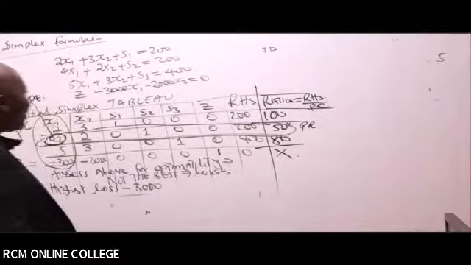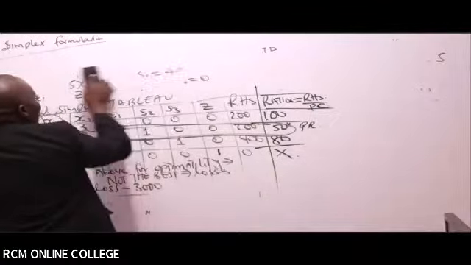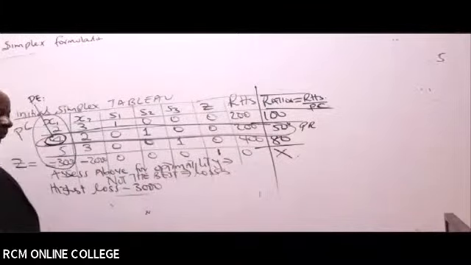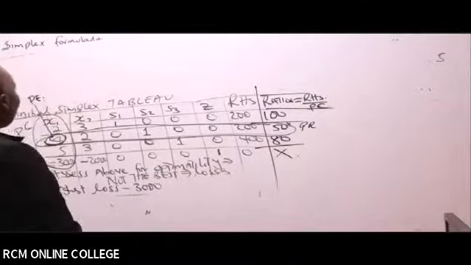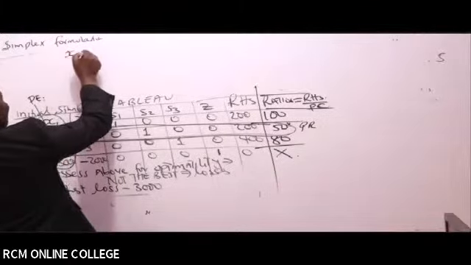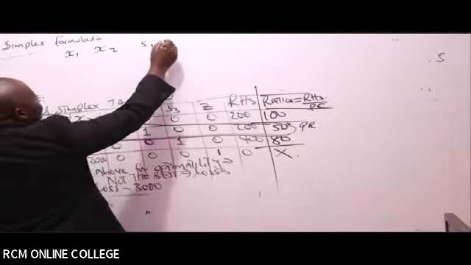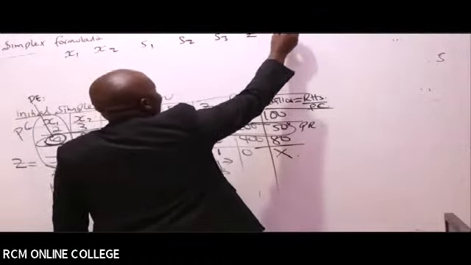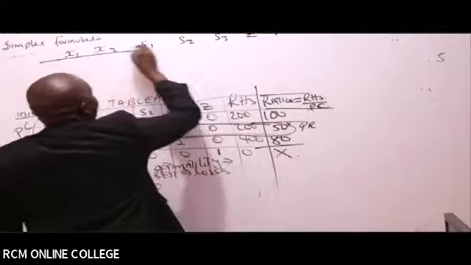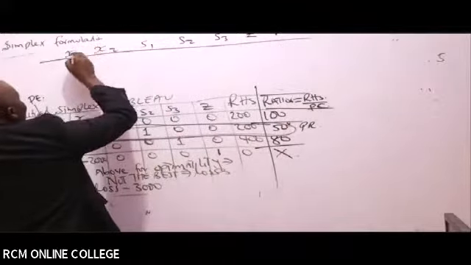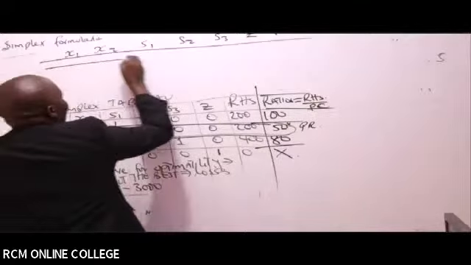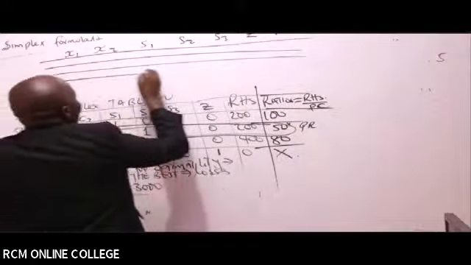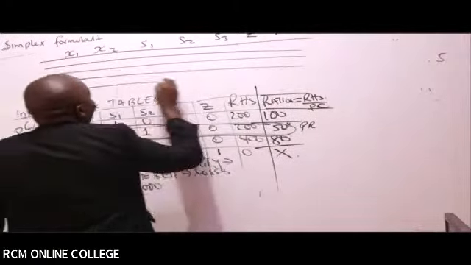Now, once you have identified the pivot element, you are in a very good position to do the next table. So go ahead and do the next table for us. We have x1, x2, s1, s2, s3, z, and the right-hand side. We have 4 rows: 1, 2, 3, 4.